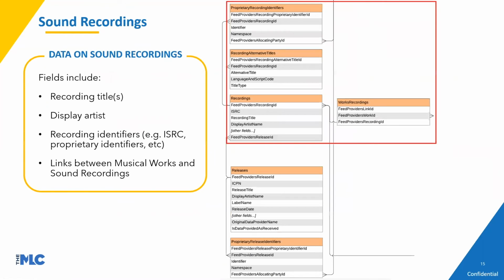Next slide, please. So the next part of the database, which is also quite important, is recordings data. The data included is also fairly standard, so recording titles, obviously, display artists, which are the artists that recorded the title, the featured artist, essentially. And again, recording identifiers, so ISRCs, which is the International Standard Recording Code, and proprietary identifiers as well. And most importantly, there is a representation of the link between the musical work and the sound recording. This is the really key component that links everything together.